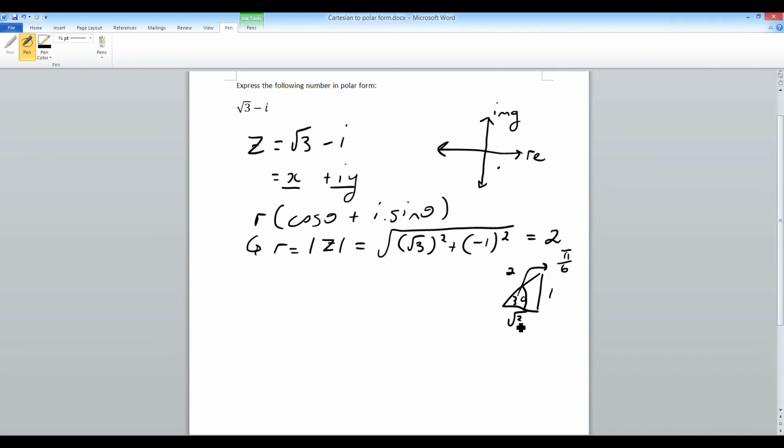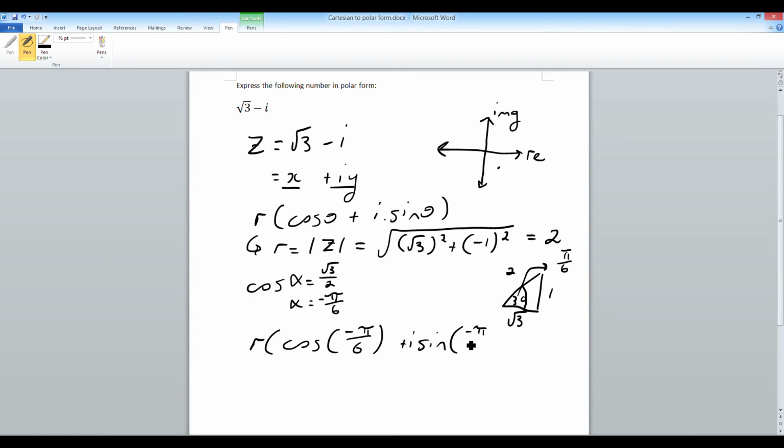So cosine says adjacent over hypotenuse, so therefore cosine of my reference angle, whatever we make it, will be, in this case, root 3 over 2, and therefore I notice that my reference angle is, in this case, pi over 6. But we've already seen that it's in the fourth quadrant, so we know that it is negative pi over 6. So if I want to write my complex number, r cosine of negative pi over 6 plus i sine of negative pi over 6.